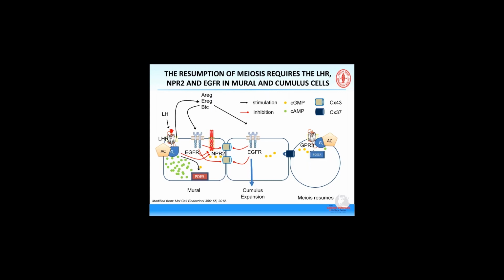So what I tried to explain in here is how three different types of receptors, the LH receptor acting on mural granulosa cells solely, then the EGF receptor in mural and cumulus cells, and then the NPR receptor in mural cells, how the actions of all of these receptors ultimately affect the oocyte, which doesn't have LH receptors, and lead to the resumption of meiosis and eventually the release of a fertilizable oocyte.